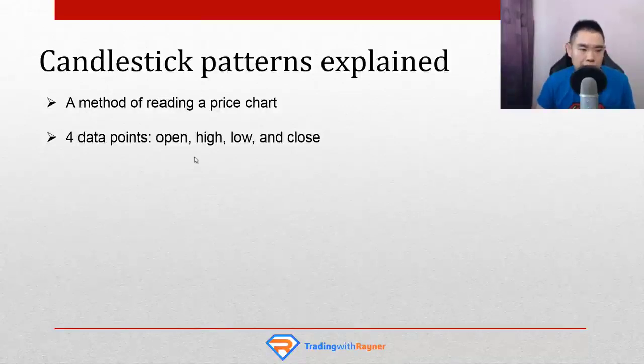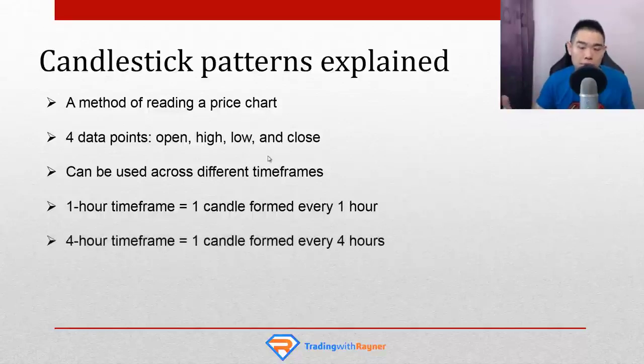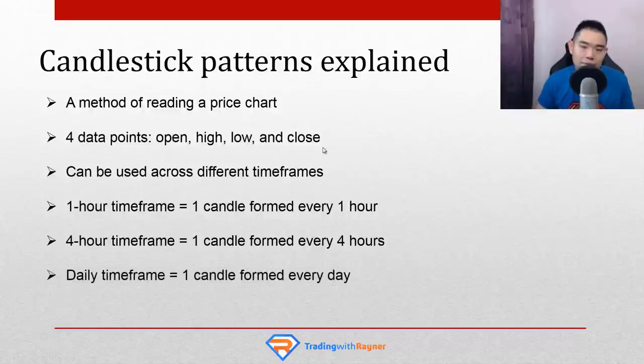A little bit more about candlestick patterns is that you can use it to trade different time frames. So for example, if you see a candlestick pattern on the 1 hour time frame, it simply means that every 1 hour a new candle is formed. If it's on the 4 hour time frame, a new candle is formed every 4 hours. And if you're on the daily time frame, one candle is formed every single day. Same for the weekly, monthly, same concept.